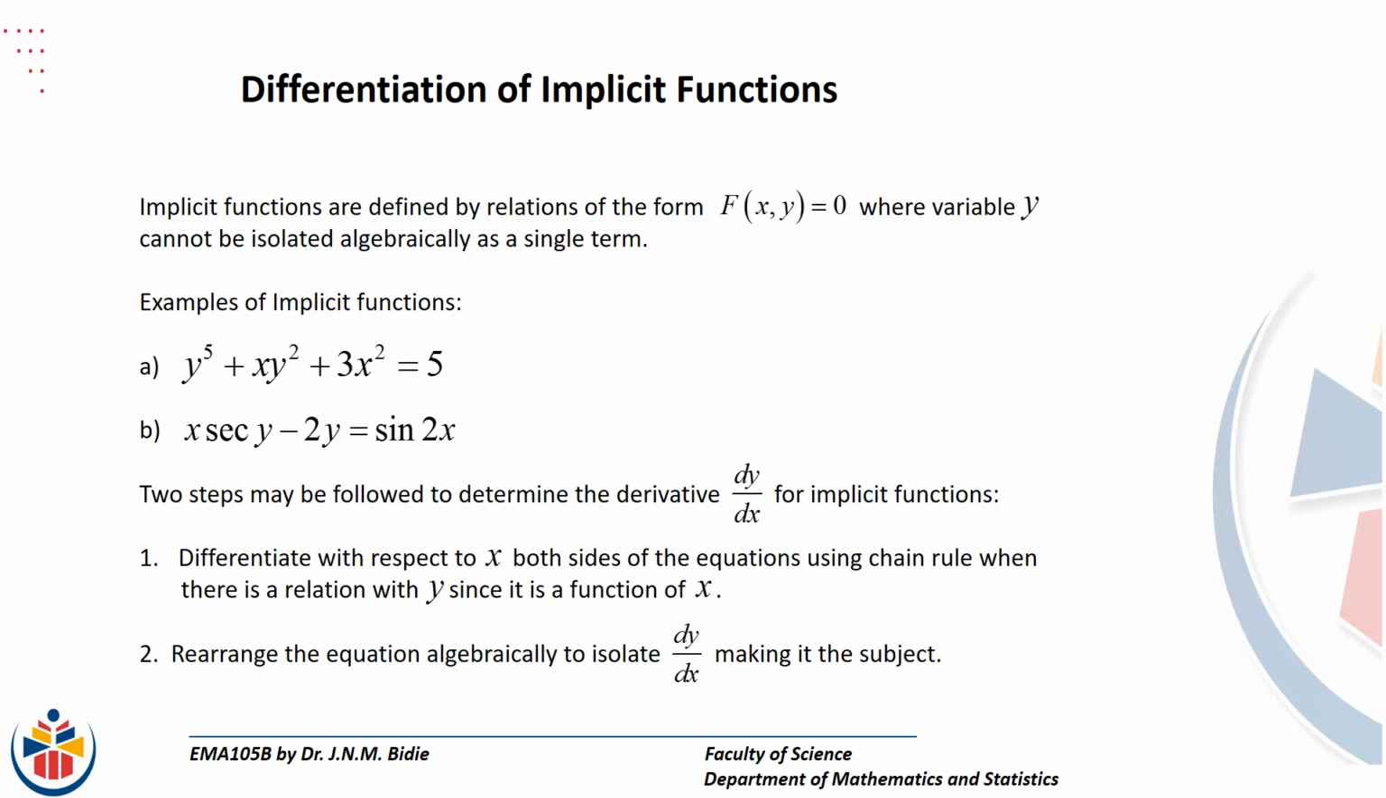There are two steps in order for us to be able to differentiate such functions. We need to find the derivative dy over dx. Therefore, the first step is to differentiate with respect to x both sides of the given expression, using the chain rule when you see a relation with y, since y is also a function of x. The second step is to rearrange the equation algebraically to isolate dy over dx, making it the subject of the expression.